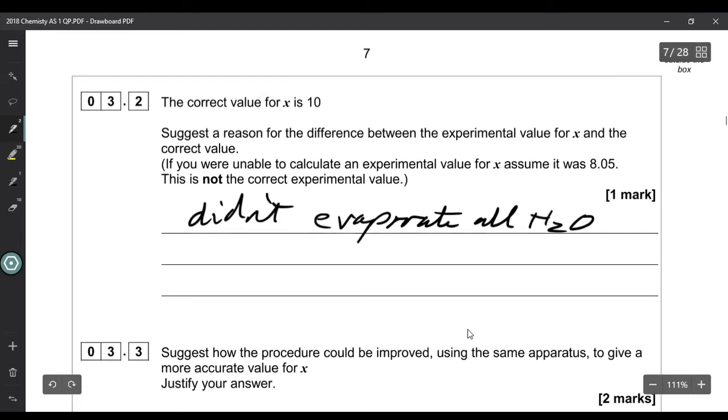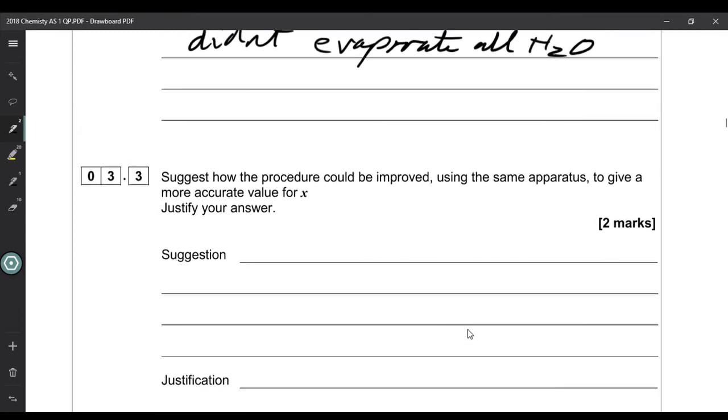Okay. So part 3 says, suggest how the procedure could be improved using the same apparatus to give a more accurate value for x. Just want to point out here it says using the same apparatus. Some students in the exam actually changed the apparatus or added something else. We can't do that. We've got to use the same apparatus as was said in the question. So all we need to do is heat it. Okay, heat it for longer.